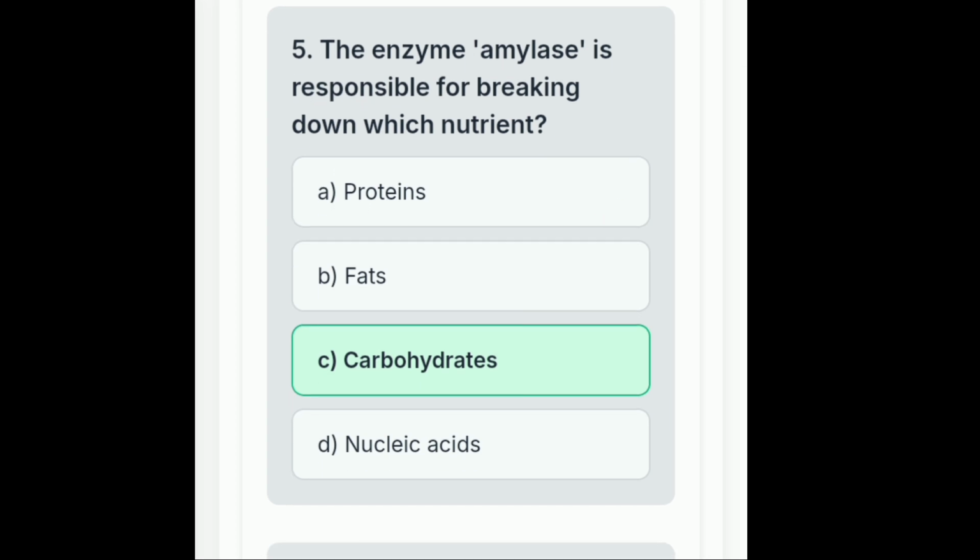Number 5. The enzyme amylase is responsible for breaking down which nutrient? Option A, proteins. Option B, fats. Option C, carbohydrates. Option D, nucleic acid. Amylase, so the answer is carbohydrates.